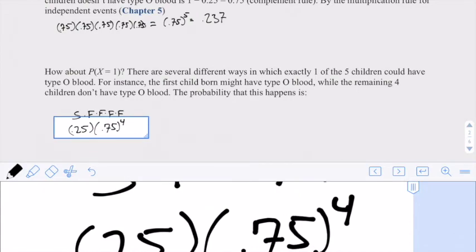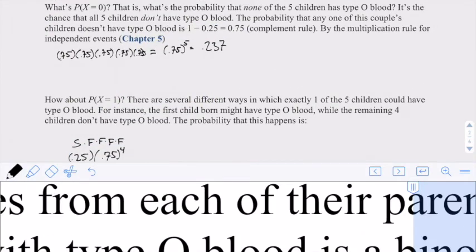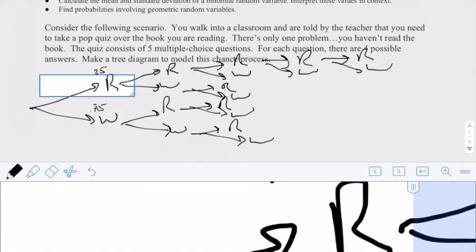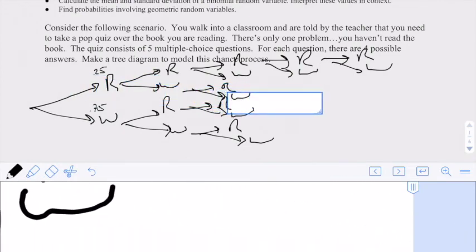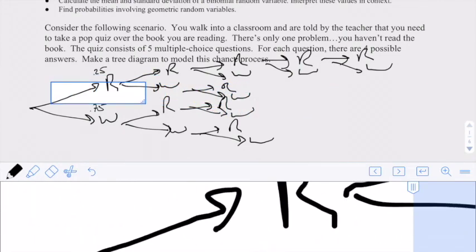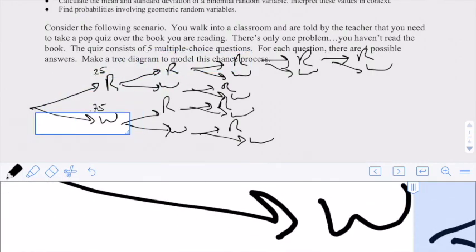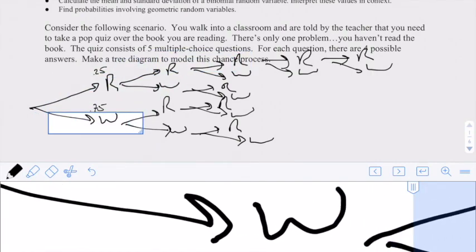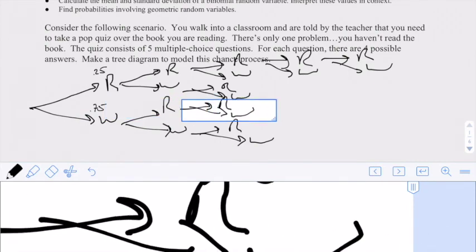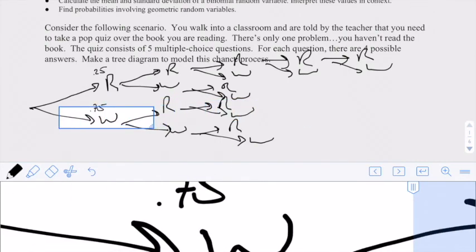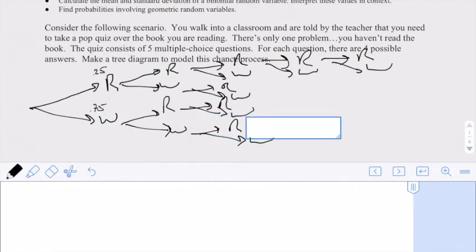But this can happen in multiple different ways. Let's go back up to our tree diagram. We could have 1 success and then failure, failure, failure, failure. That's one way of doing it. Then we'd have to go to this branch, because that's the only way that would happen over here. We could have 1 failure, then success, and then failure, failure, failure. Then we could have failure, failure, success, failure, failure.